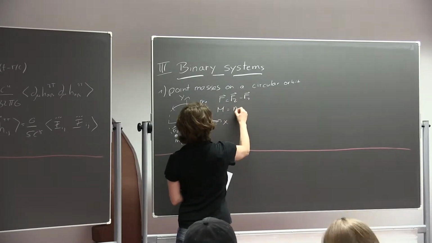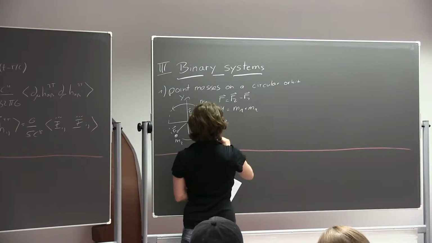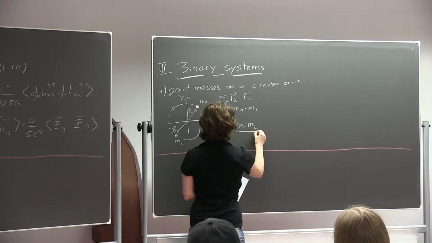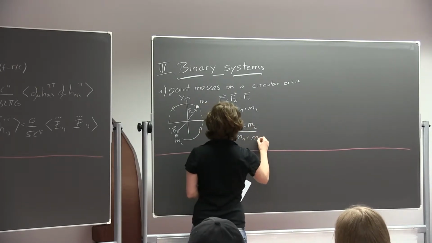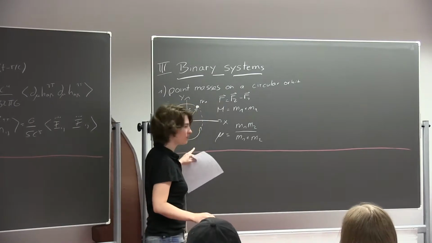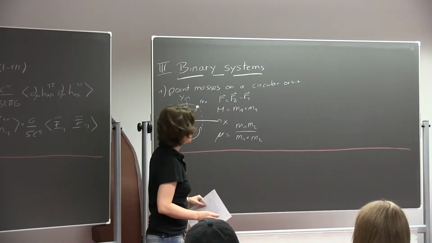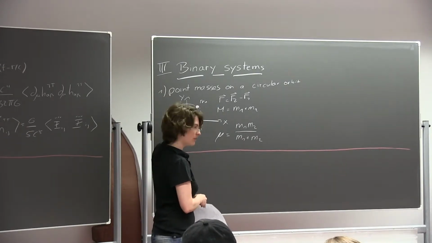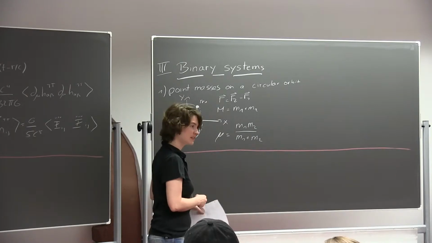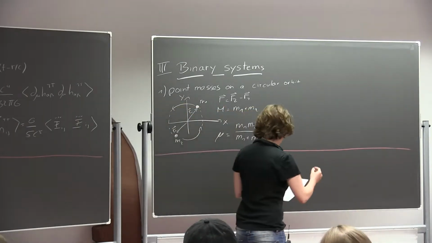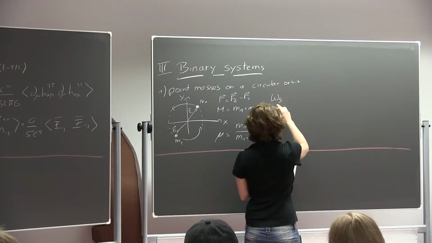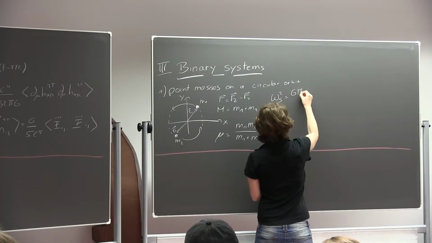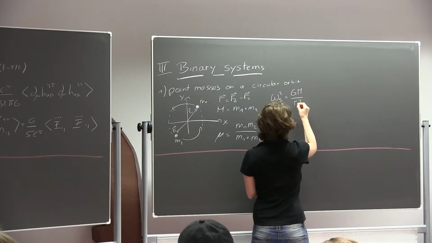Capital M is the total mass, and mu is, as usual, the reduced mass. This is, of course, a system you know very well, just from theoretical mechanics. And you know that there's a stable orbit around which these two masses will rotate. That's the Kepler orbit. And the frequency of the Kepler orbit, so the frequency of the system, is just given by Newton's constant, the total mass, divided by r cubed.